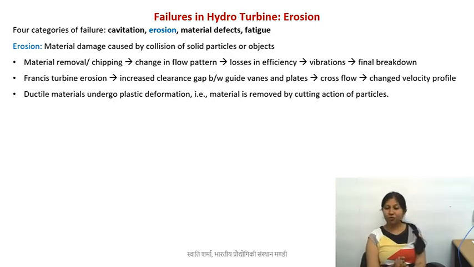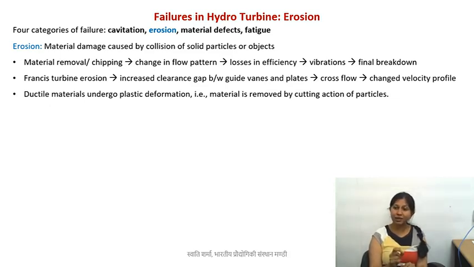Now, as I mentioned before, ductile and brittle materials behave differently when it comes to erosion. In the case of ductile materials, the mechanism of material removal is plastic deformation. The material undergoes plastic deformation. Now, in the case of brittle materials, that is not the case.